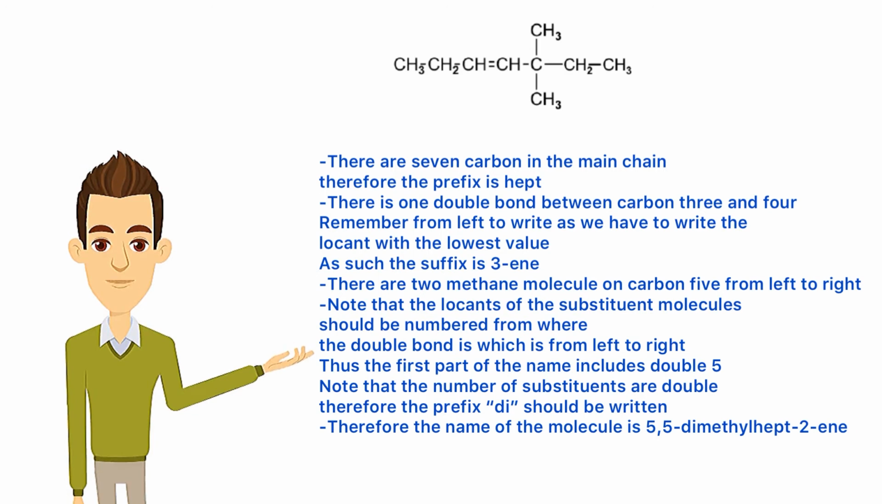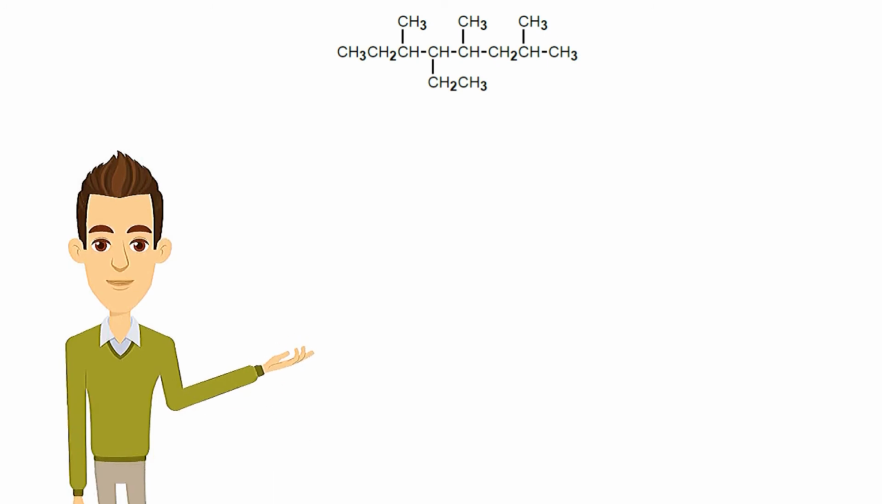There are 2 methyl groups on carbon 5 from left to right. Note that the locants of the substituent molecules should be numbered from where the double bond is, which is from left to right. Thus the first part of the name includes double 5. Note that the number of substituents is two, therefore the prefix di should be written. Therefore the name of the molecule is 5,5-dimethylhept-2-ene.